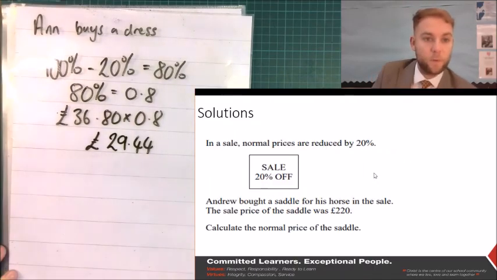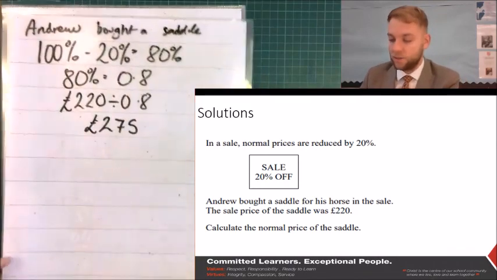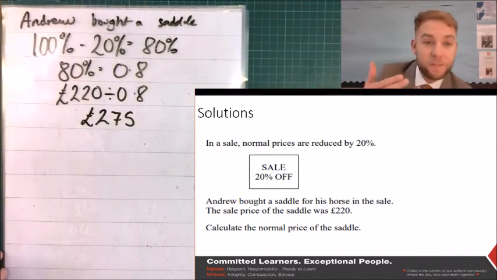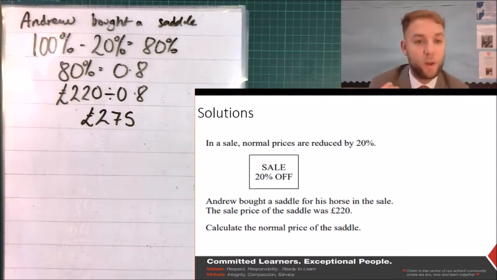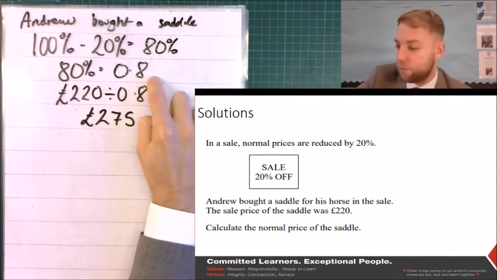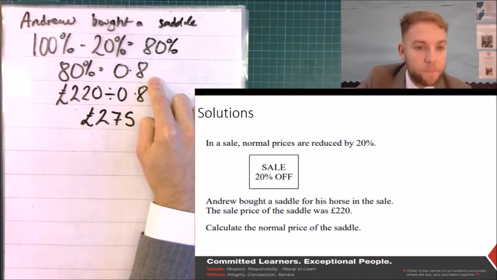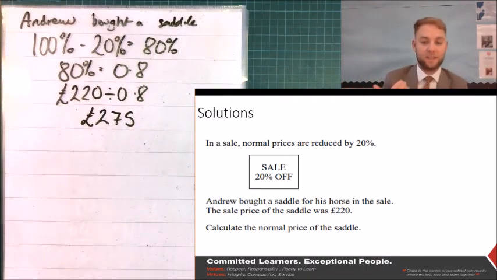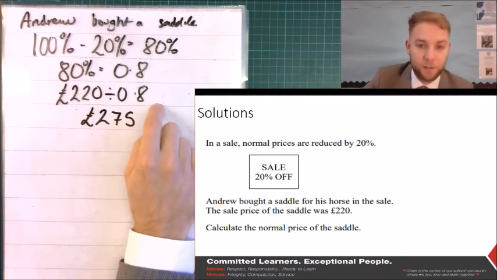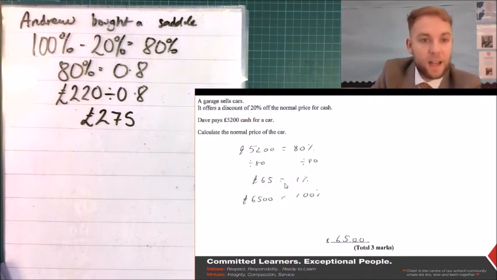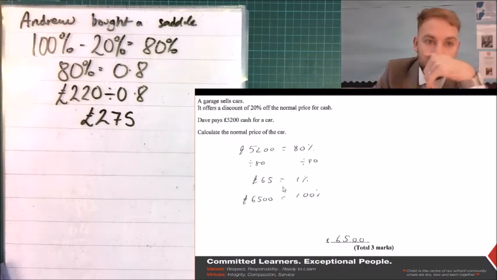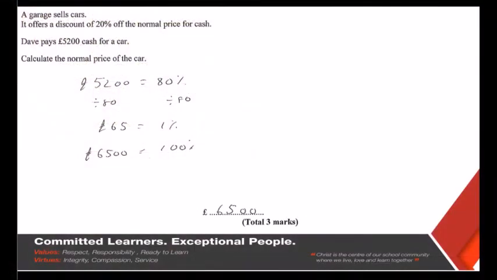The next one was that Andrew bought a saddle. So with this one here, it was a very similar start, wasn't it? Because it was still a reduction of 20%, which means it's going to be 80%, which means my multiplier is 0.8. However, it was trying to find the normal price of the saddle, or the original amount, which means I divide by 0.8. And then the last one, which Dave pays cash for. Again, it was a reduction of 20%, and we're trying to find the normal price, so we're dividing by 0.8, which in this case is equal to 6,500.